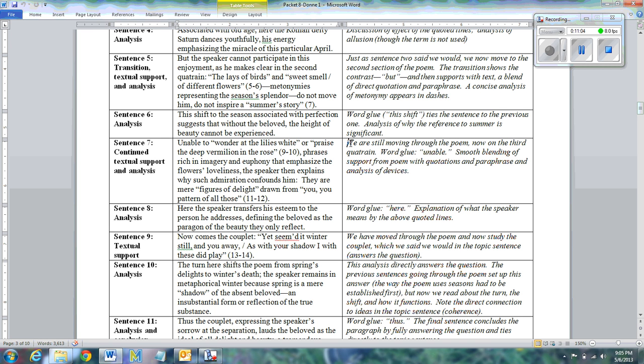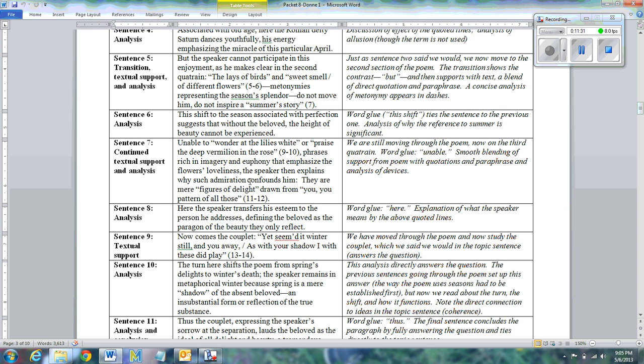Okay, so we are still moving through the poem, now on the third quatrain, even though I don't say third quatrain, that's where this evidence comes from. My word glue is unable to do these things because I just said that the height of beauty cannot be experienced. Cannot be experienced and unable to are connected. And then I'm blending support from the poem and analysis of devices like imagery and euphony.